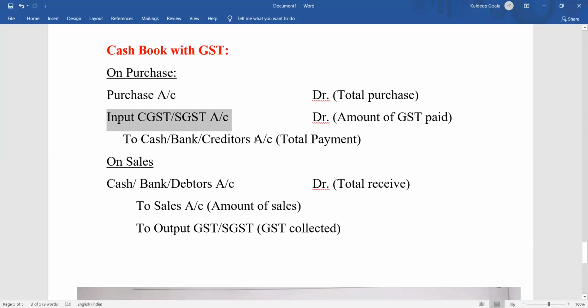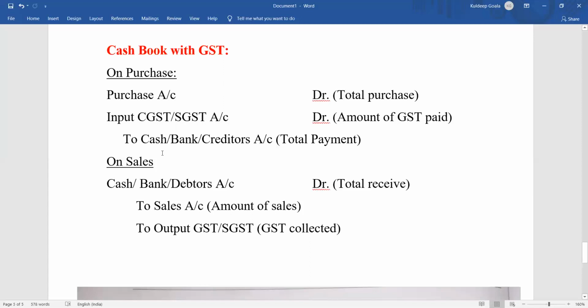On the other side, we have purchase account debit, that is our expense. Input GST account debit, that will also be our expense. Remember, both CGST and SGST will be recorded. If IGST is mentioned, then IGST will be recorded. So the journal entry as a whole appears like this: purchase account debit, input CGST and SGST or IGST account debit, to cash or bank account.